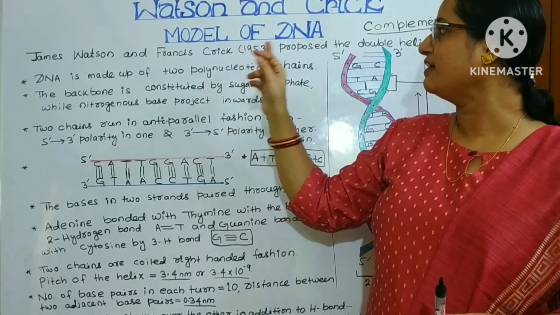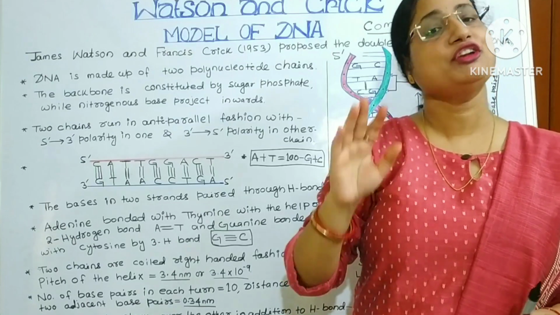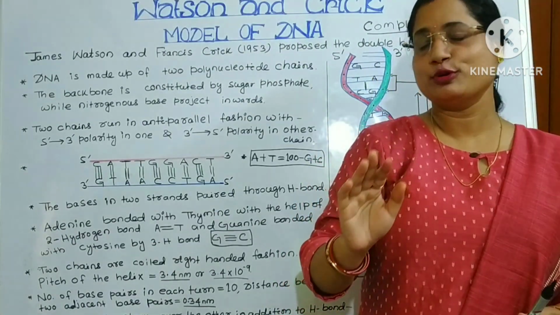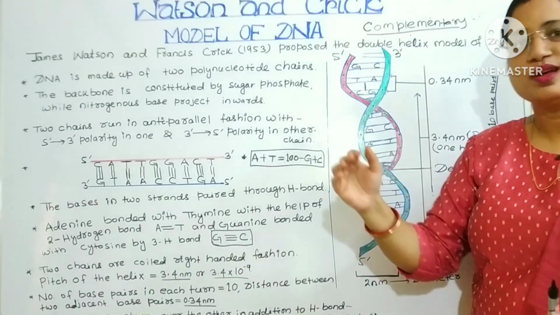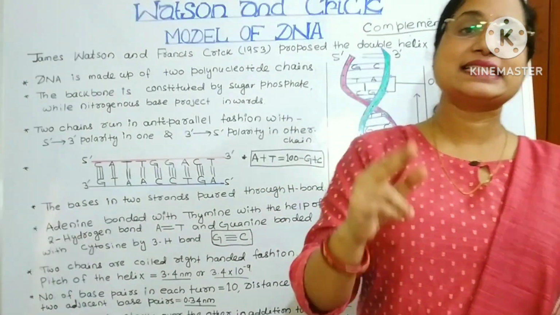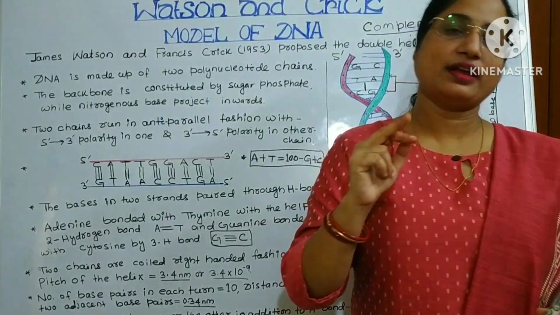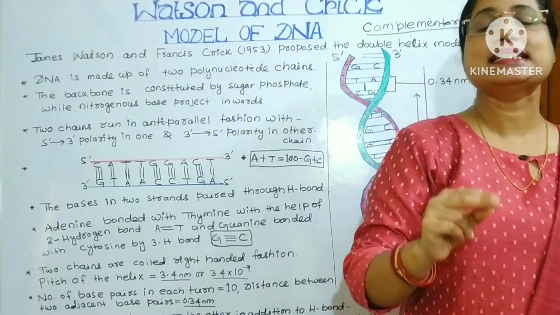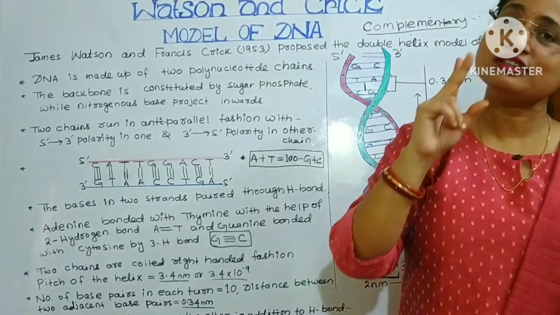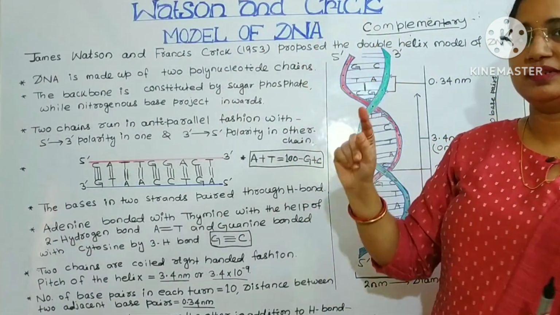James Watson and Francis Crick in 1953 proposed the double helix model of DNA on the basis of the X-ray crystallography or X-ray diffraction produced by Wilkins and Rosalind in the same year, 1953.